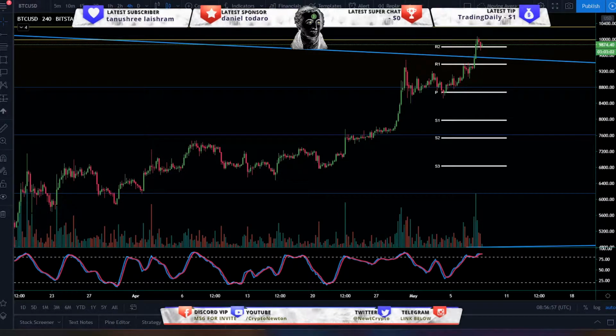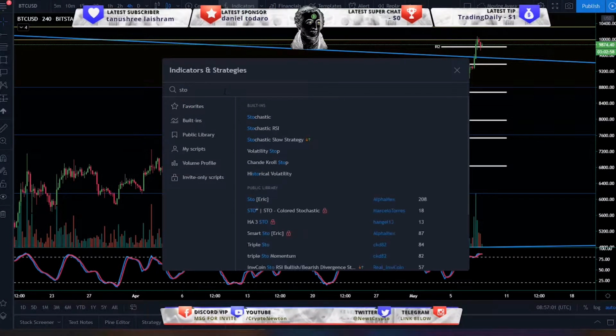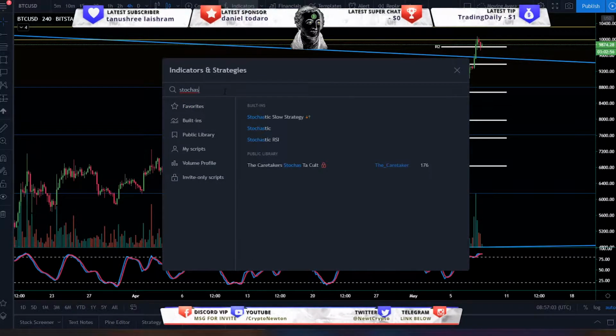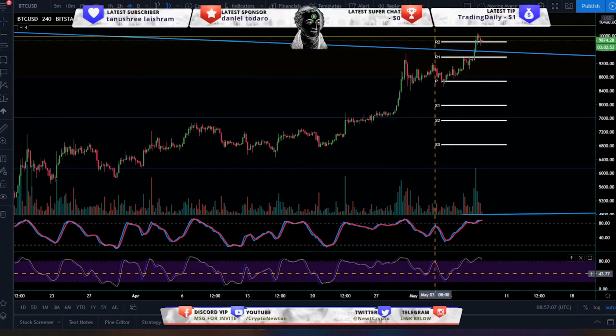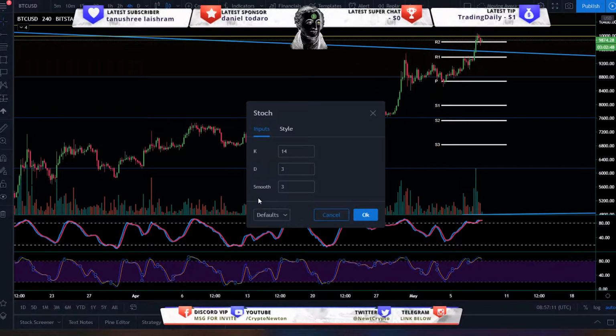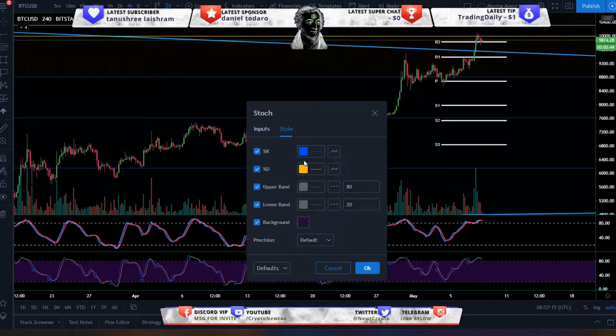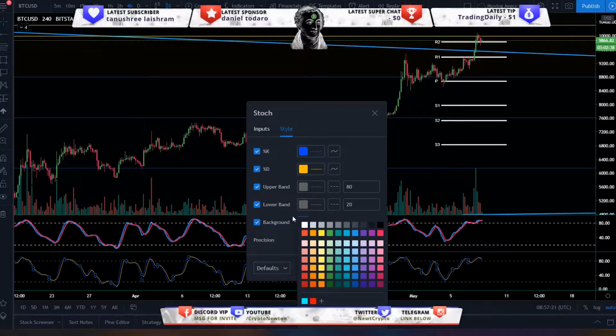Okay, so we're going to add another stochastics on here because I want to show you the normal settings and tell you why I use my settings. You may want to use the other settings later down the road, and I'll explain how they could be useful. As you can see, it's using a 14, 3, and 3. We'll get into that in a second, but let's change this to white.